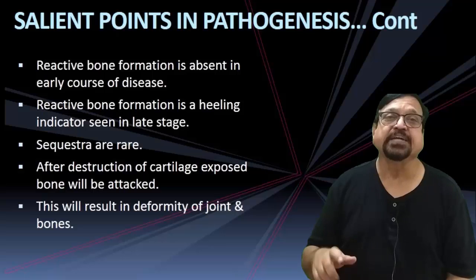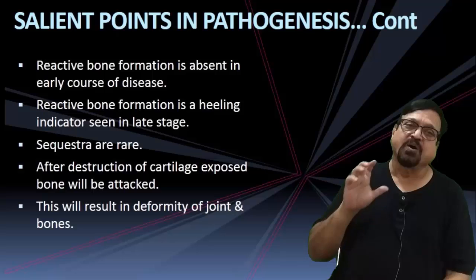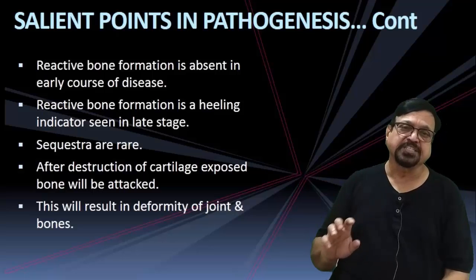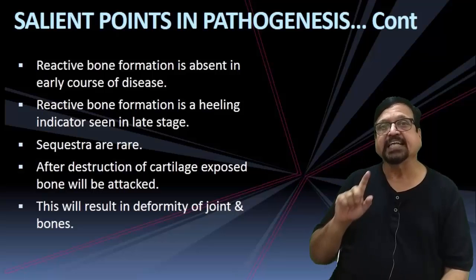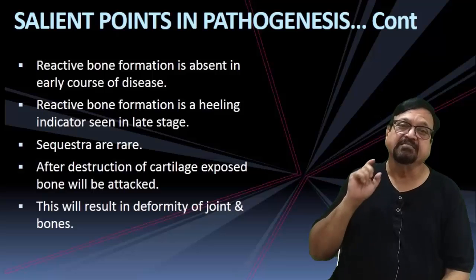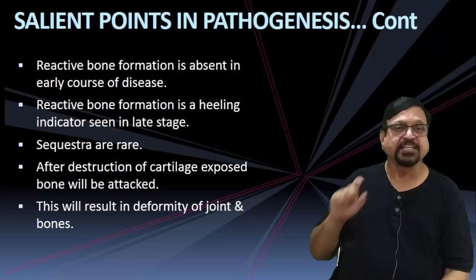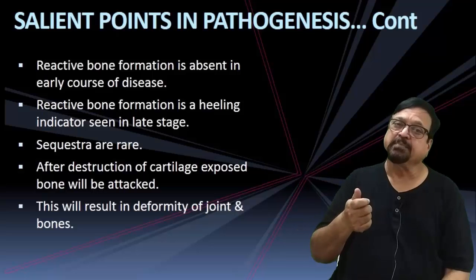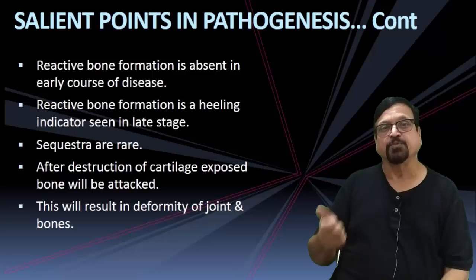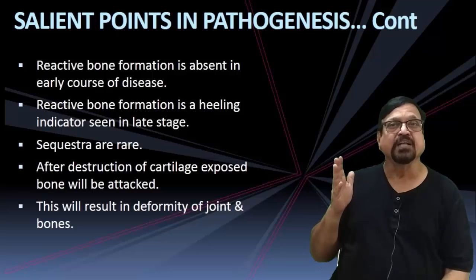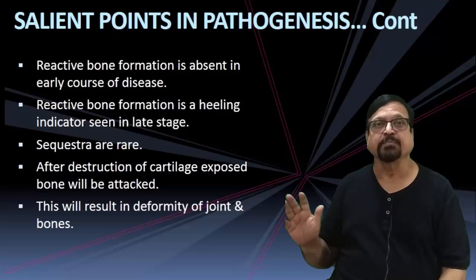Now we are continuing with the salient features of bone, joint and cartilage pathologies in tuberculous arthritis. Reactive bone formation is absent in the early case of disease. When will reactive bone form? When there is destruction of the routine bone. When there is no destruction of the bone, it will come late. So when bone is destroyed, there will be reactive bone formation. When bone is not destroyed, there will not be reactive bone formation. So in the early stage, there is no reactive bone formation.